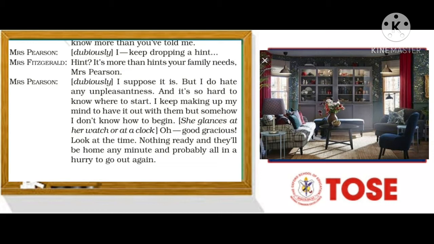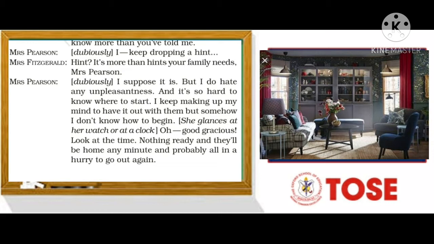So just like in our houses, especially your mother, just imagine that when you are out at school and you are about to come home, if there's nothing ready at dinner or lunch, that kind of expression Mrs. Pearson gave when she looked at the watch.